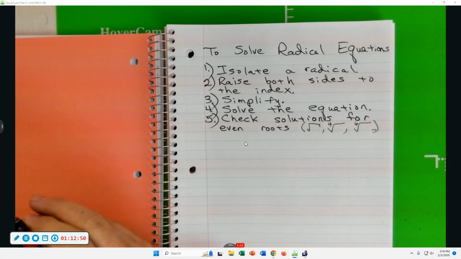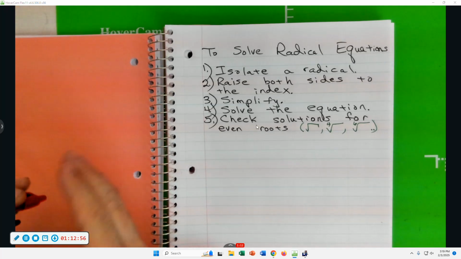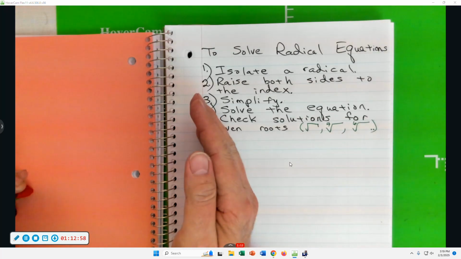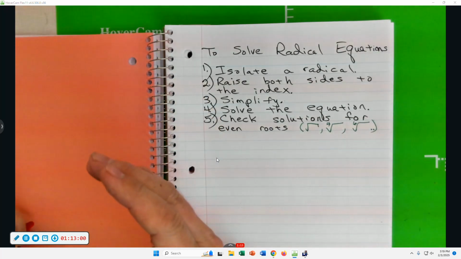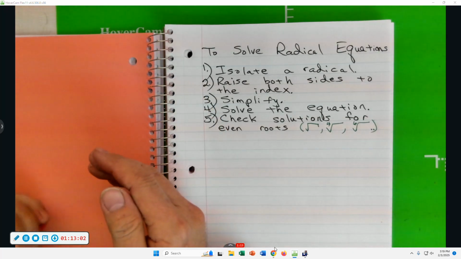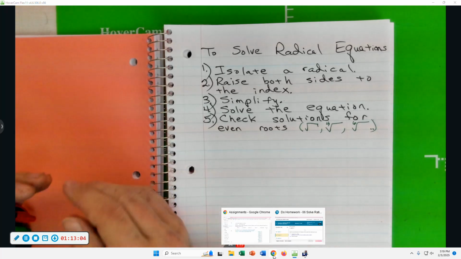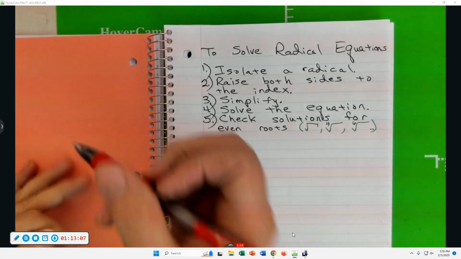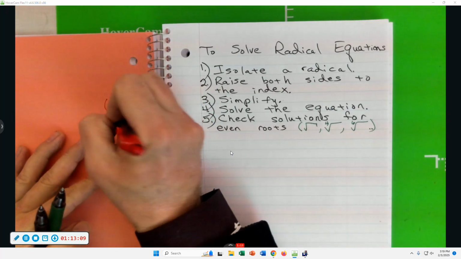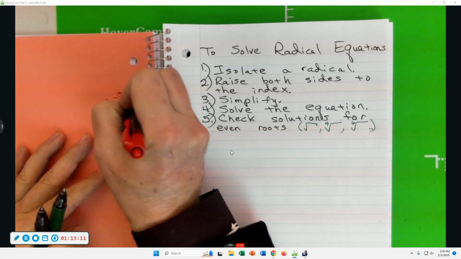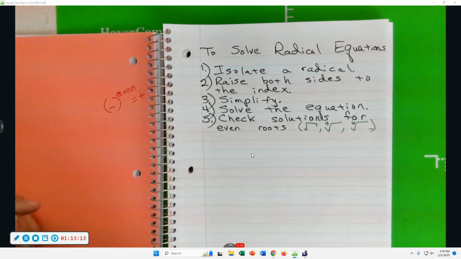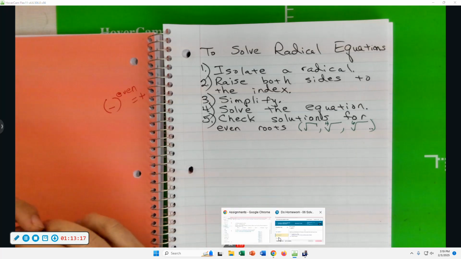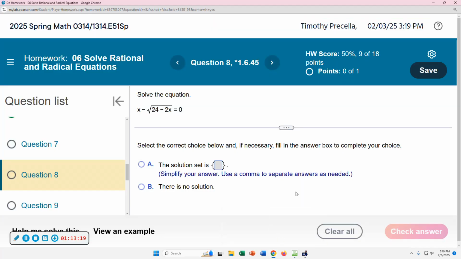Now, for cube roots, you don't have to check them. Cube roots don't change. When you're cubing, you don't change negatives to positives. It's squaring and raising to 4th power that gives you the problem, because even powers change negatives to positives. If you have a negative to an even power, it becomes positive, and that's the problem right there. That causes a lot of trouble. But let's do number 8.